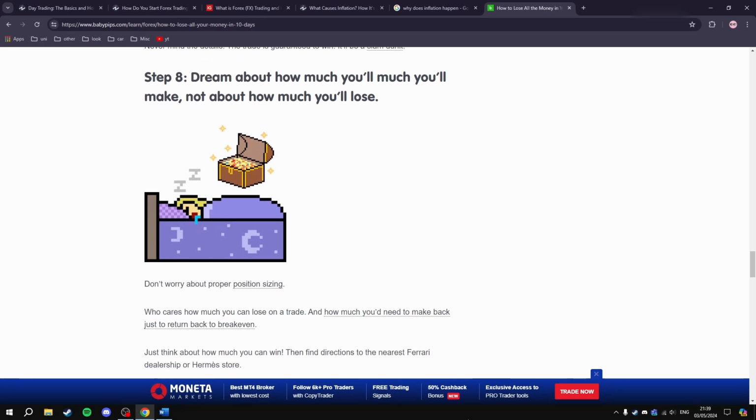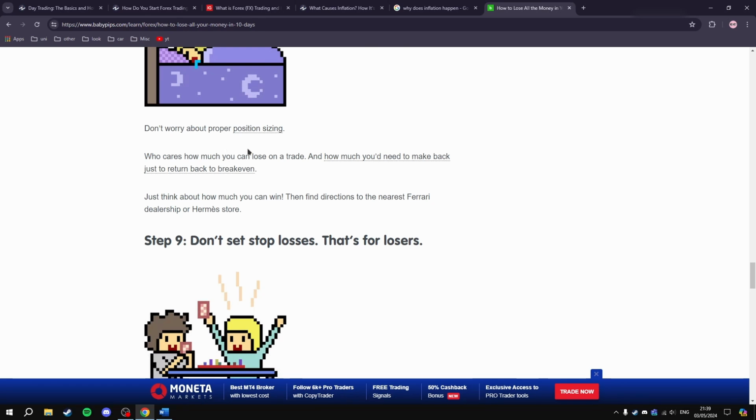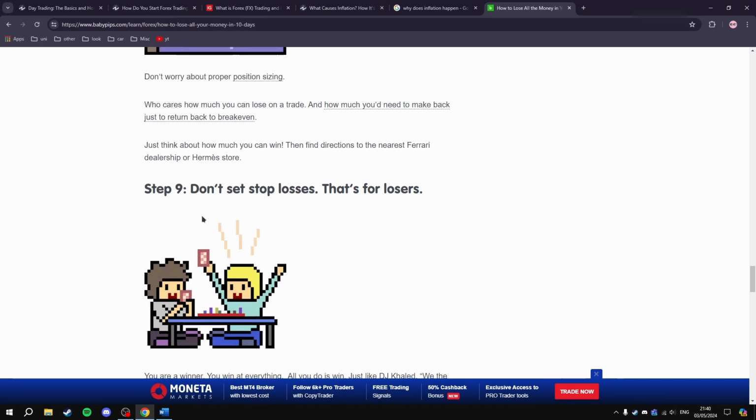Step 8. Dream about how much you'll make, not about how much you'll lose. Don't worry about proper position sizing. Who cares about how much you can lose on a trade and how much you'd need to make back just to return to break even. Just think about how much you can win. Then find directions to the nearest Ferrari dealership or Hermes store.